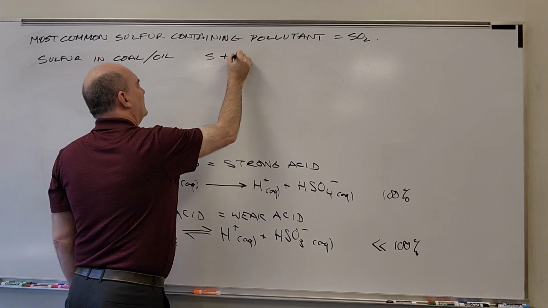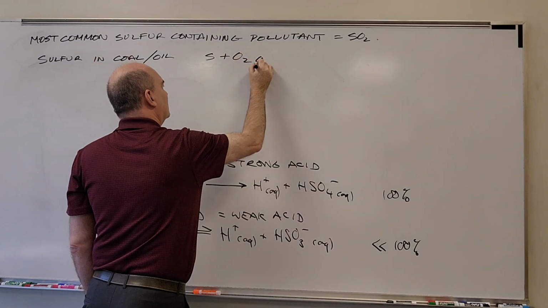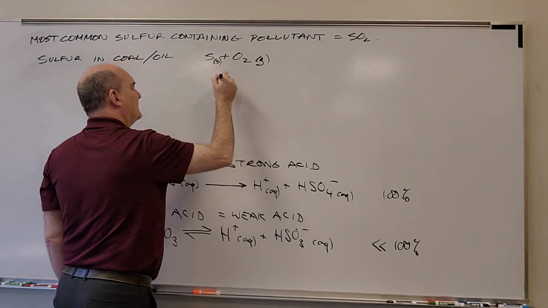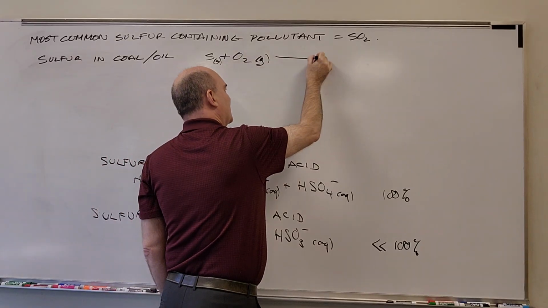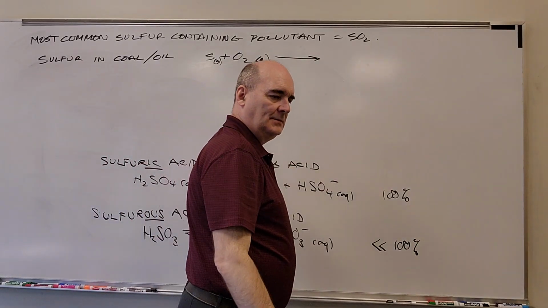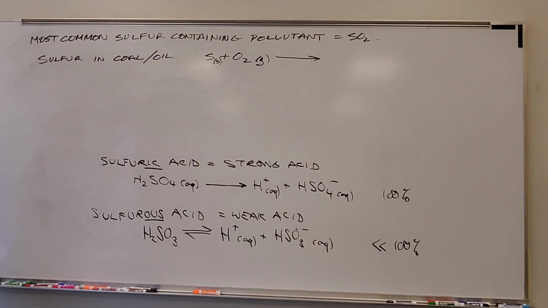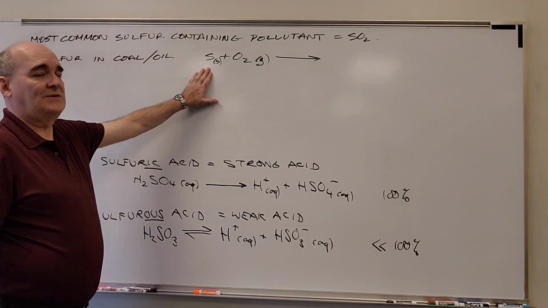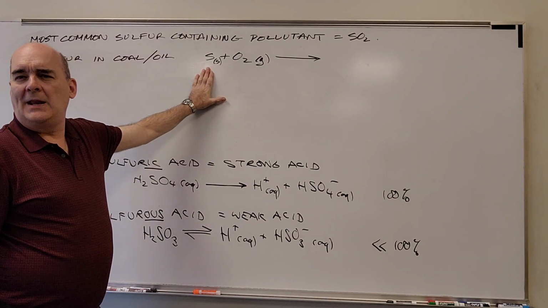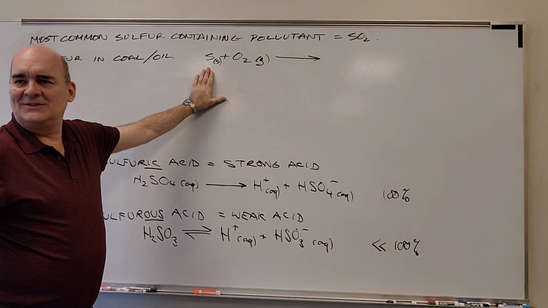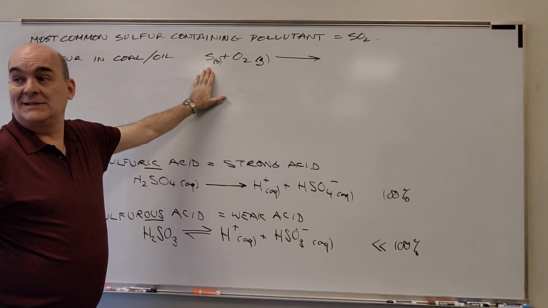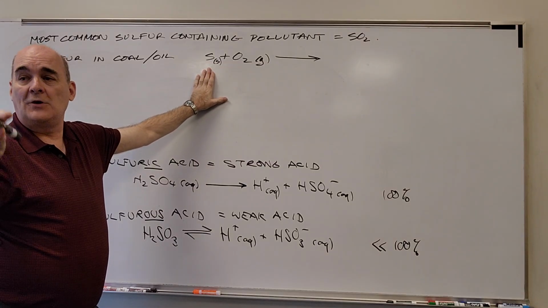And sulfur plus oxygen. Sulfur is a solid. Oxygen exists naturally as a gas. Sulfur is an element, oxygen is an element. Sulfur's most common allotrope is 8 sulfur atoms stuck together in a ring. It's an octagon.